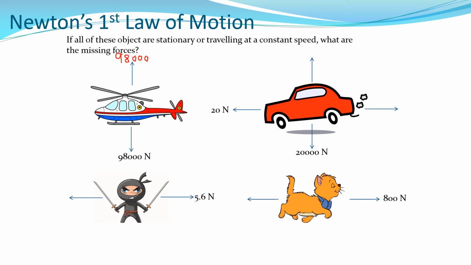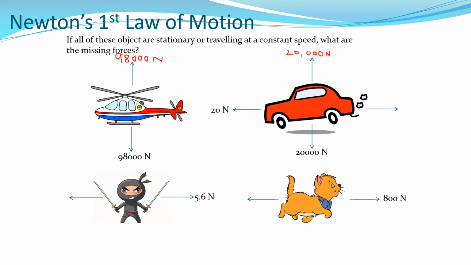Now let's look at the car. It's got forces going in multiple directions here, so we'll have to balance it in multiple directions. Let's deal with the downwards one. 20,000 newtons downwards, that would be its weight. That's always the force pulling something down. So it must also have a force of 20,000 newtons going upwards. I'm sorry, I should have put newtons on there. If it didn't have the same force of 20,000 newtons going upwards, it would be moving down.